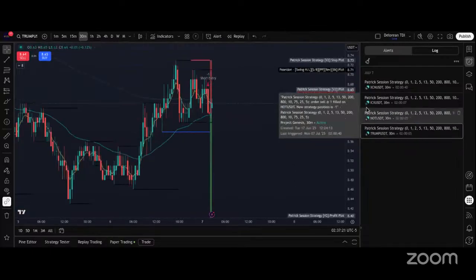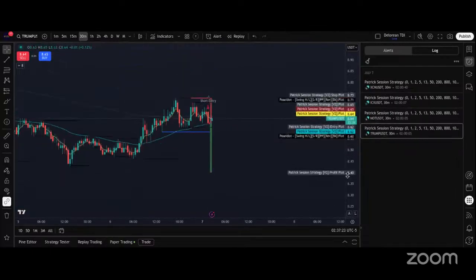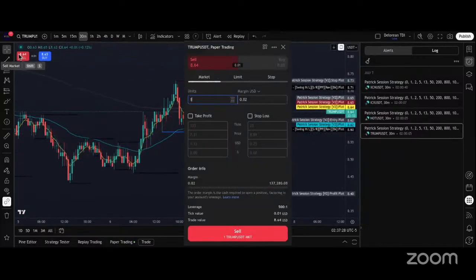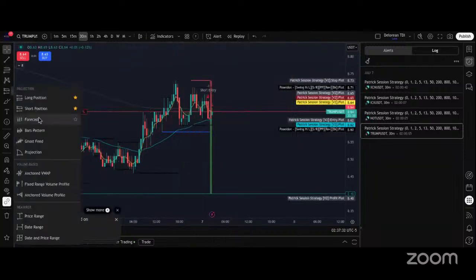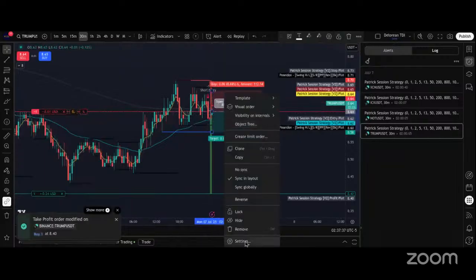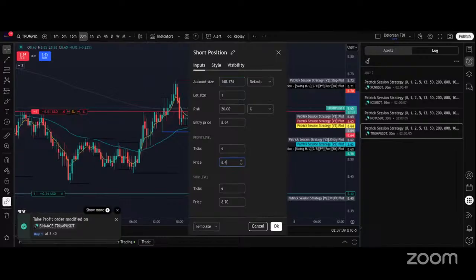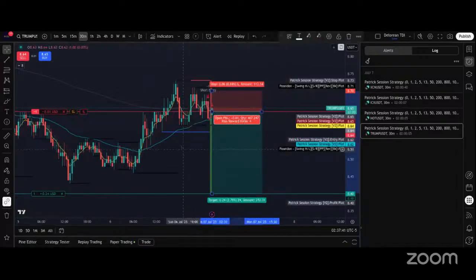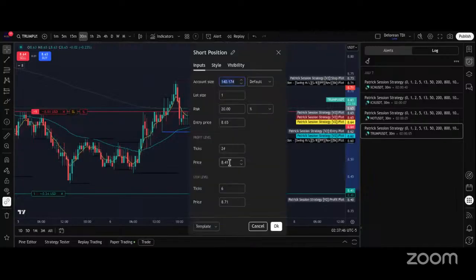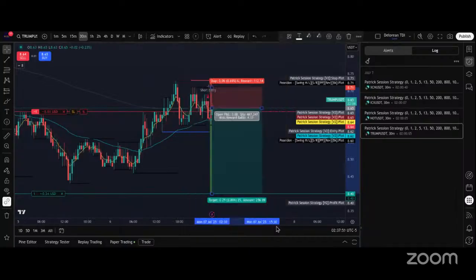We have Trump versus USDT. Perfect setup. I'm going to take this as a sell to 8.40. Entering in a short position. We actually got a little bit more of an entry. And this is going to be a 4.17 risk to reward ratio.